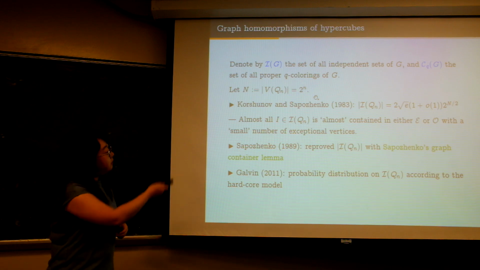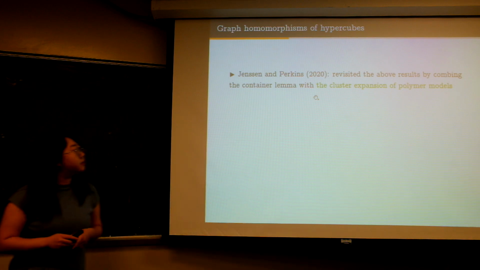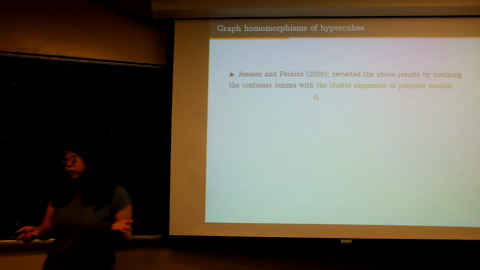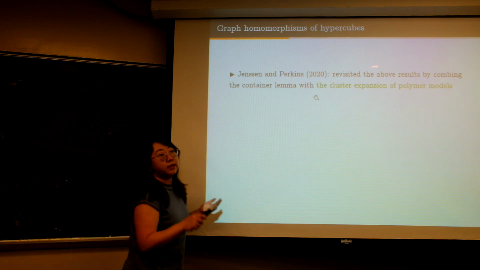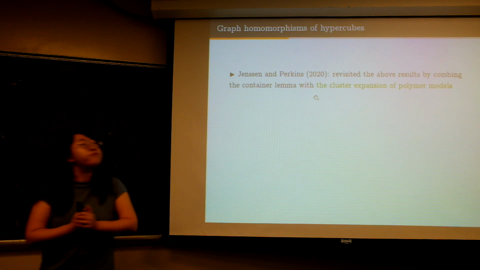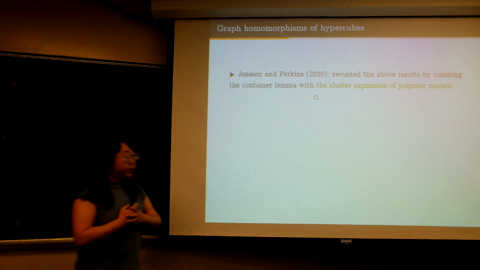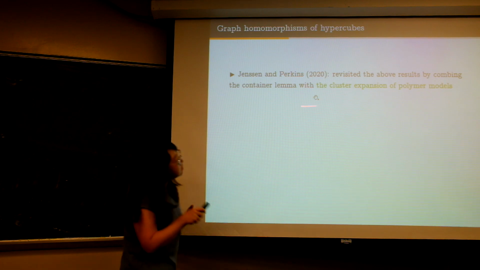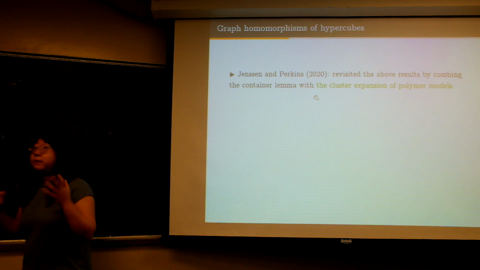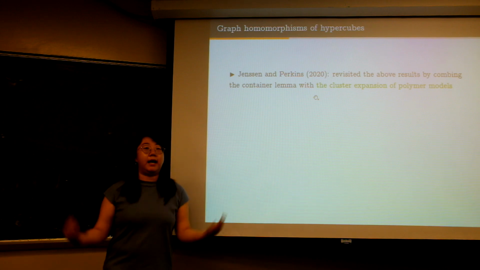One more paper I need to mention is the Jenssen-Perkins paper in 2020. They didn't prove new results. Indeed, they revisited the above results again, like the number of independent sets and the distribution of the hardcore model. But their contribution is that they combine this container lemma with tools from statistical physics called the cluster expansion of polymer models. So in their paper, they build, I would say, a framework to organize all the things together.